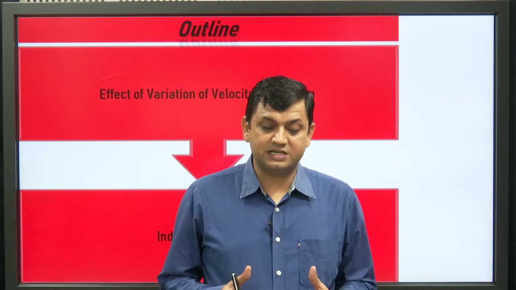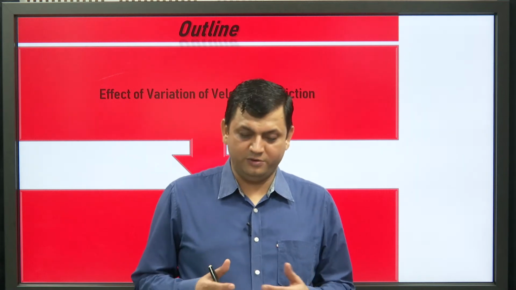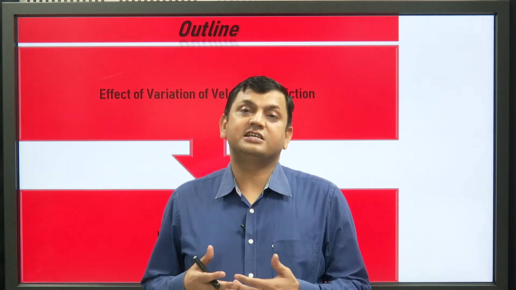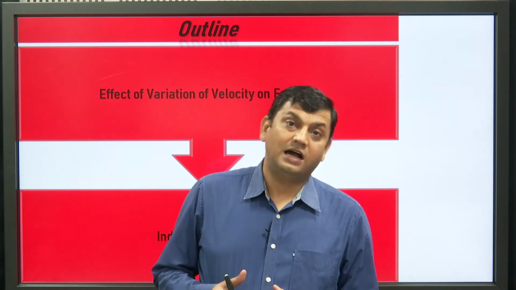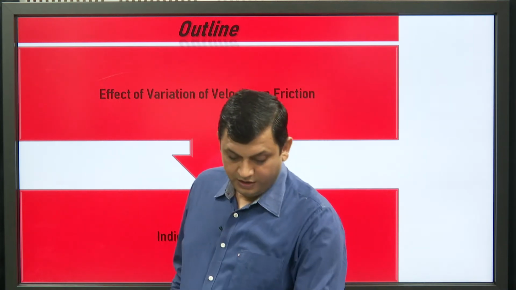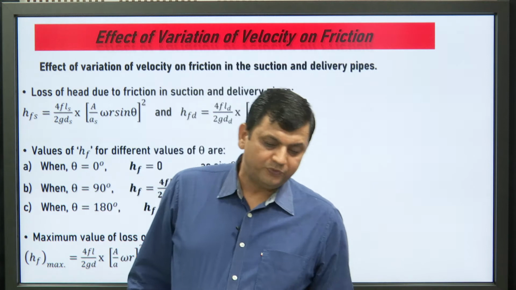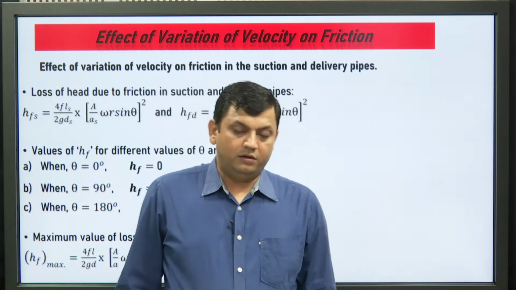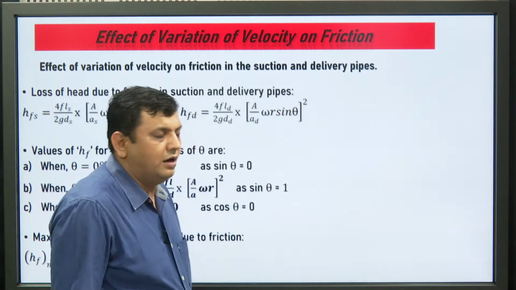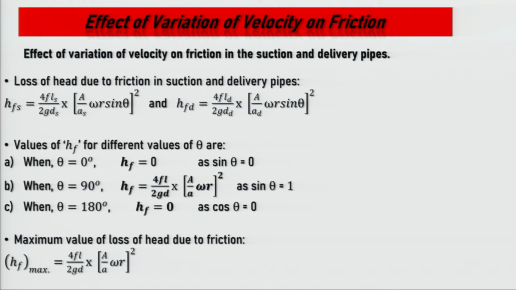So all the detail we are capturing in the indicator diagram. First we discuss the effect of variation in velocity and friction. Before this we discussed the pressure head.